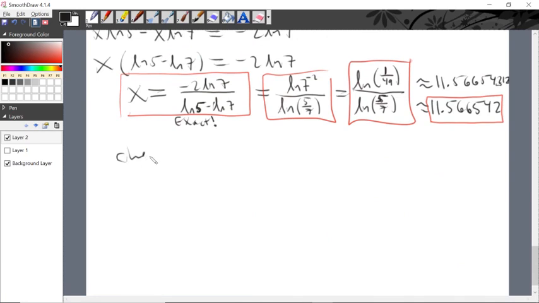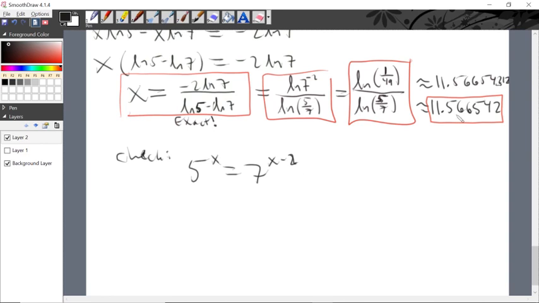Okay. I'm going to check. We're going to use our approximation to check. So the two sides might be almost equal to each other, but not exactly equal to each other. 5 to the x is equal to 7 to the x minus 2.